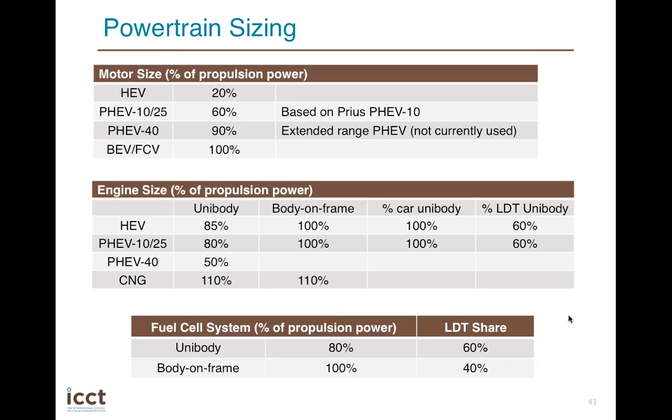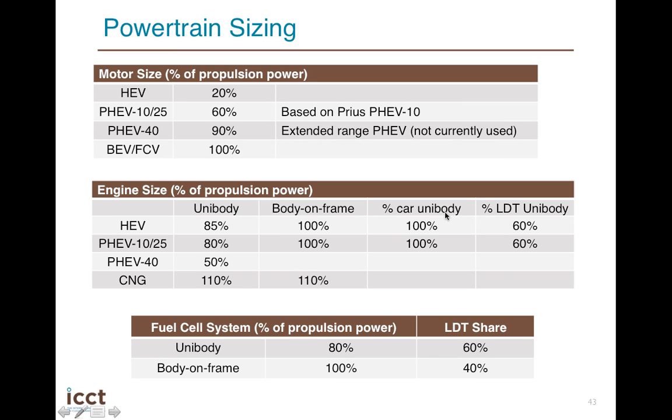Engine size, we assume that the hybrids could be downsized by 15%, plug-in hybrids by 20%. And we also had a factor for compressed natural gas vehicles where to maintain performance, you actually have to increase the size of the engine by 10%. Note that we did not use any engine downsizing on body and frame. The assumption was that body and frame vehicles needed to maintain their towing capacity, and the battery would eventually deplete, and so you could not downsize the engine on these.